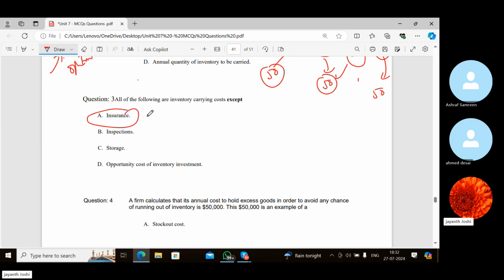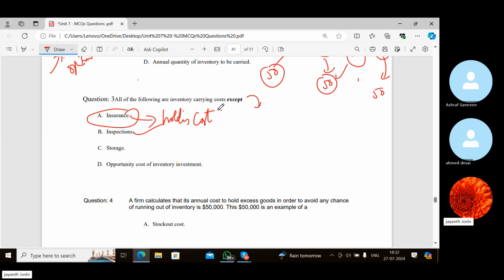Inspection. Insurance is a holding cost, not carrying cost. Carrying cost is just bringing the inventory from the supplier to our godown. Inspection we will do. I think. No. Insurance is a holding cost, right? Storage is also a holding cost.